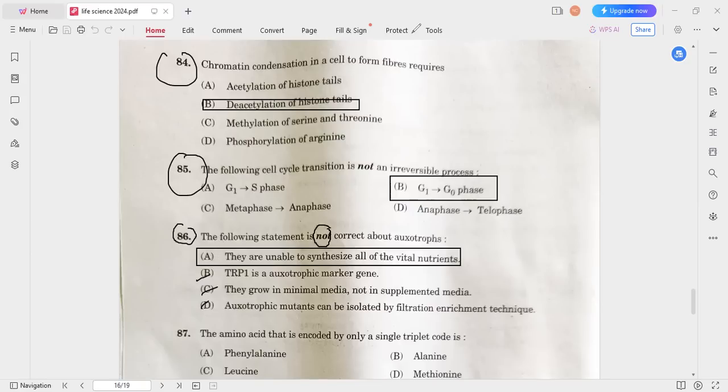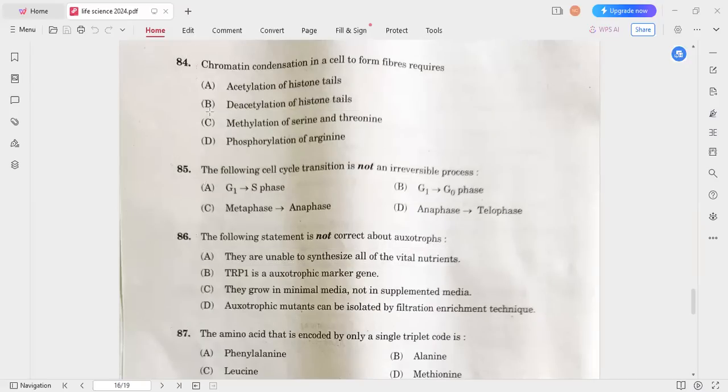Okay, so the next question, that is question number 87. The amino acid that is encoded by only a single triplet code. So here two amino acids can be encoded by only a single triplet code, that is methionine and also tryptophan. All the others contain multiple codon triplets, but these two amino acids are encoded by only a single triplet code. Methionine is in the options, so option D, methionine, is the correct answer. Okay, now move to the next question, that is question number 88.